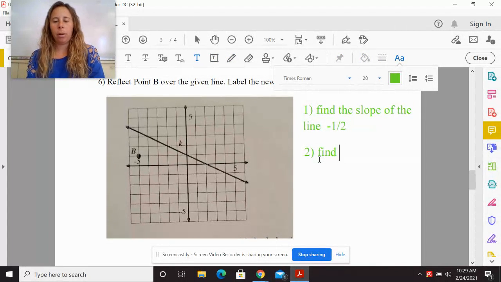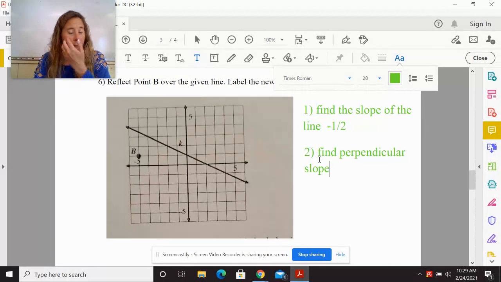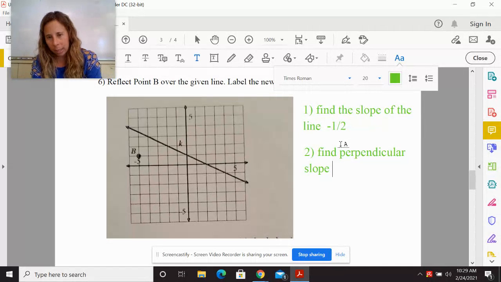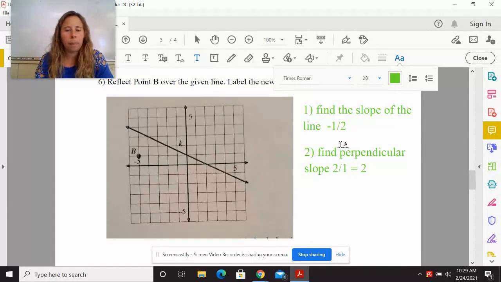Find the perpendicular slope. This is what happens when I don't start my day off with coffee. Okay, so find the perpendicular slope. So flip and switch. So flip it to find the reciprocal and then switch the sign. So it's going to be positive 2 over 1 or just 2 if you'd rather.